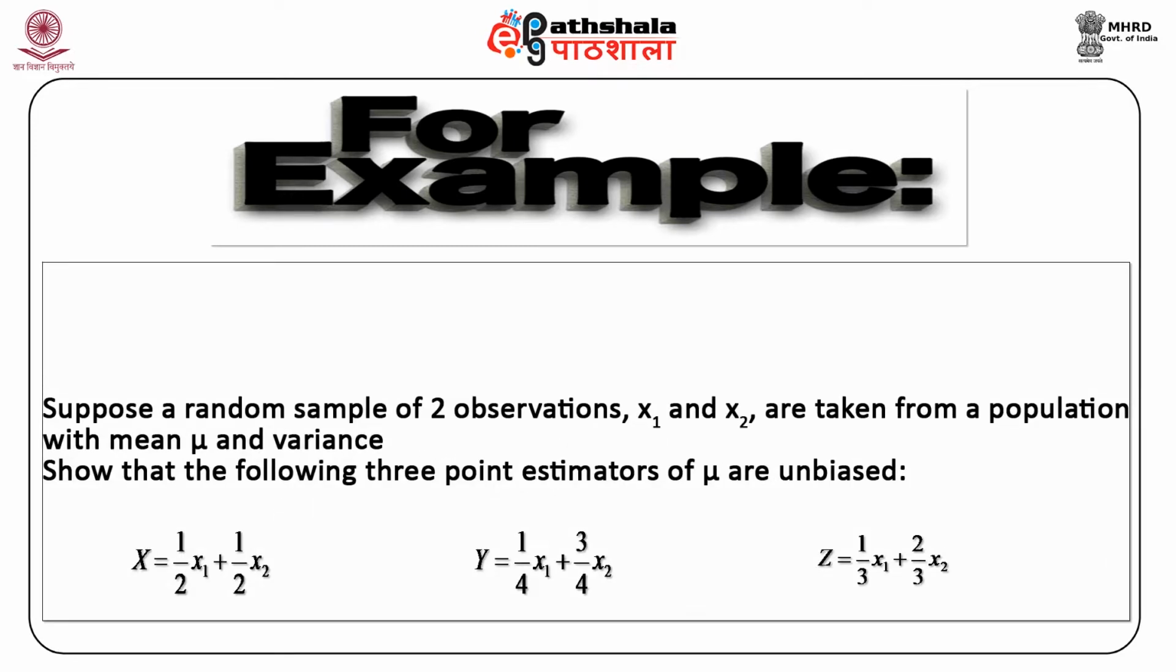Suppose a random sample of two observations, x1 and x2, are taken from a population with mean mu and variance sigma square. Show that the following 3 point estimators of mu are unbiased. First, x equal to half x1 plus half x2. Second, y equal to 1 by 4 x1 plus 3 by 4 x2. And third, z is equal to 1 by 3 x1 plus 2 by 3 x2.